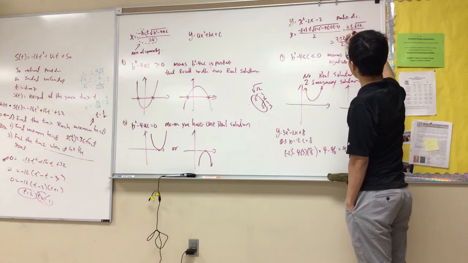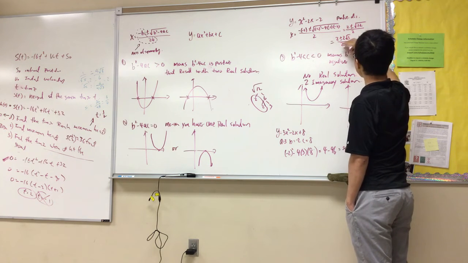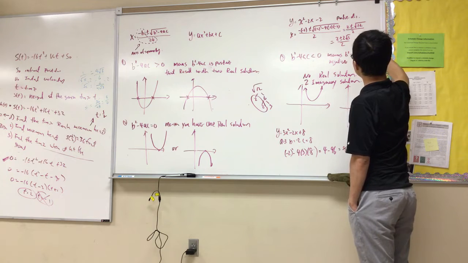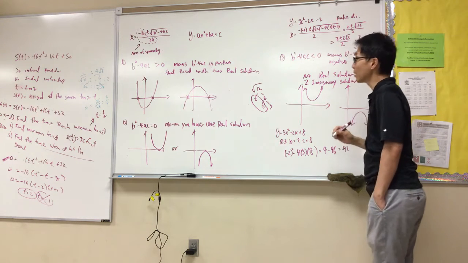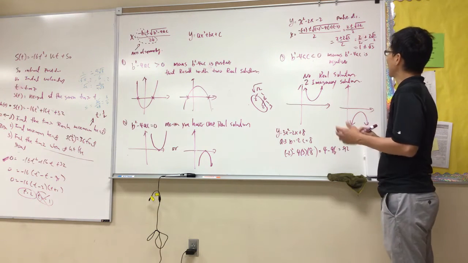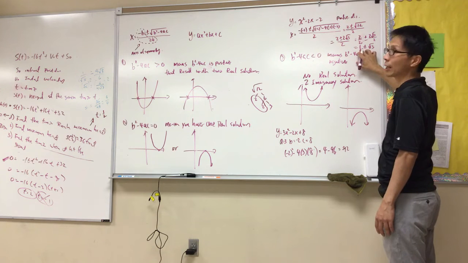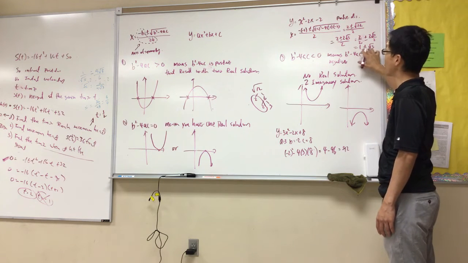Now can I simplify this? If I simplify this, it's going to be 1 plus or minus. If I split them, 2 over 2 plus or minus 2 square root 3 over 2, that's equal to 1 plus or minus square root 3. Why did you split it? Because I usually split it so I know what the roots are: 1 plus square root 3 and 1 minus square root 3.